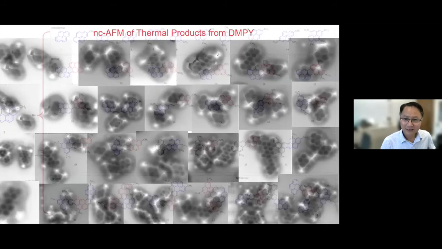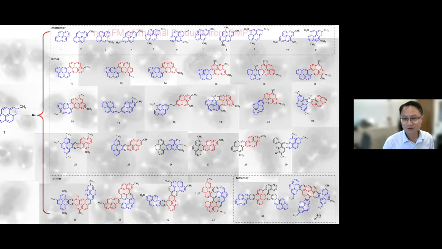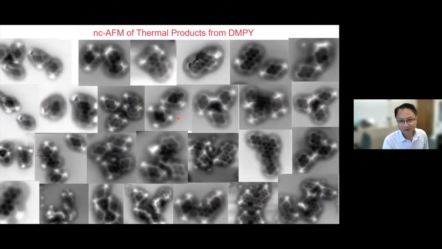Okay, so this is the AFM structure, just to show you. This is a model compound study, but many structures are formed. We can find the starting material, dimethylpyrene, but we can also see the coupled products, many compounds, even large PAHs.